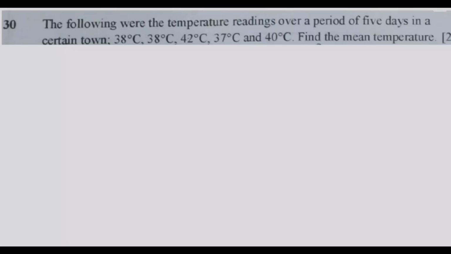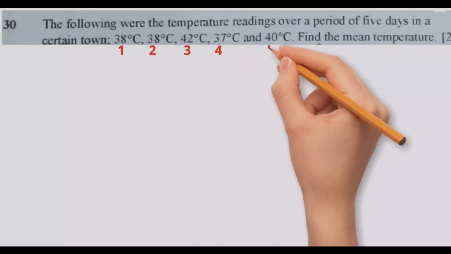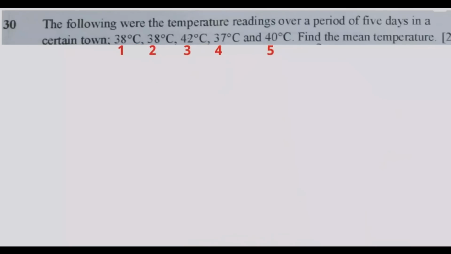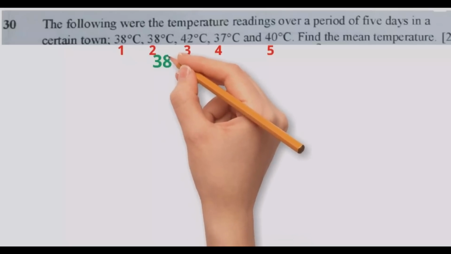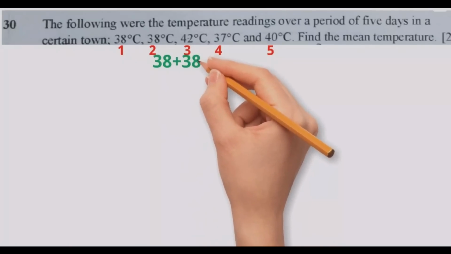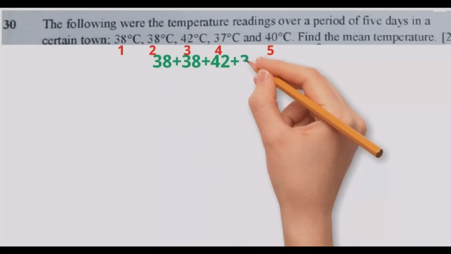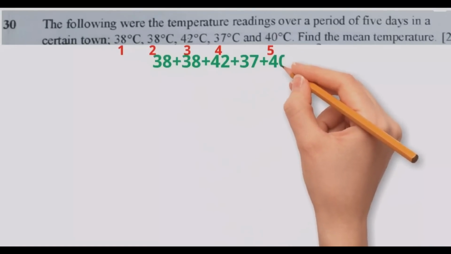What we need to do is add all these and divide by the number of these items. So we are going to add them and then count them. You can see that we're given 5 items here; if you can count with me, there are 5 readings. Now we are going to divide the total by 5. So we're going to come up with 38 degrees plus 38 degrees plus 42 degrees plus 37 degrees plus 40 degrees, divided by 5.